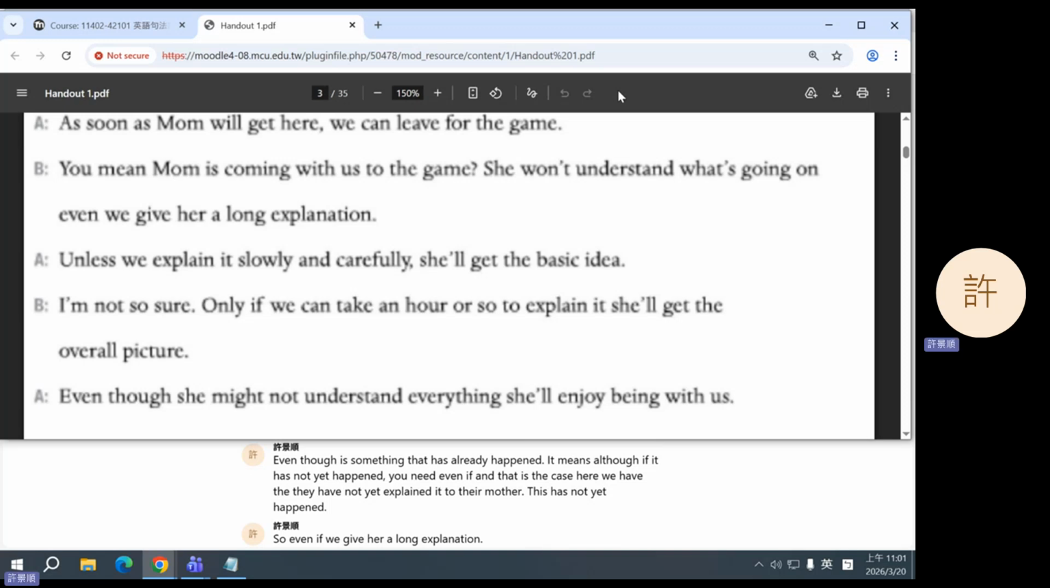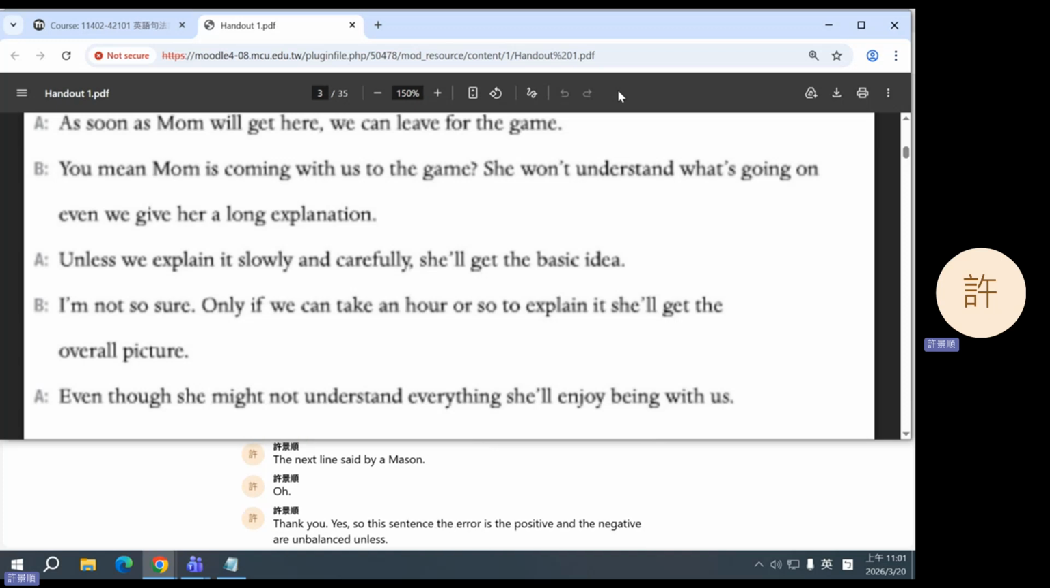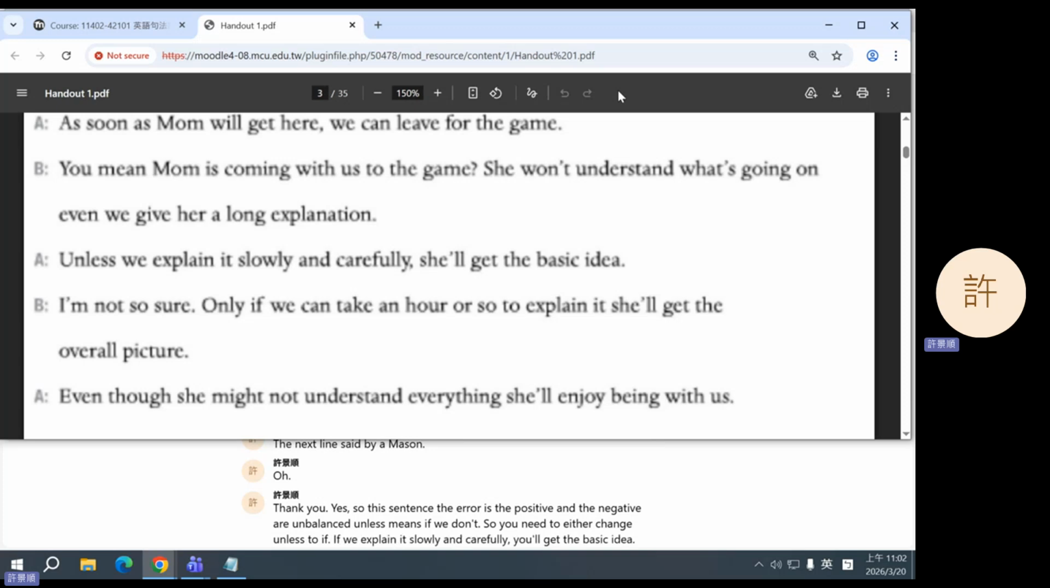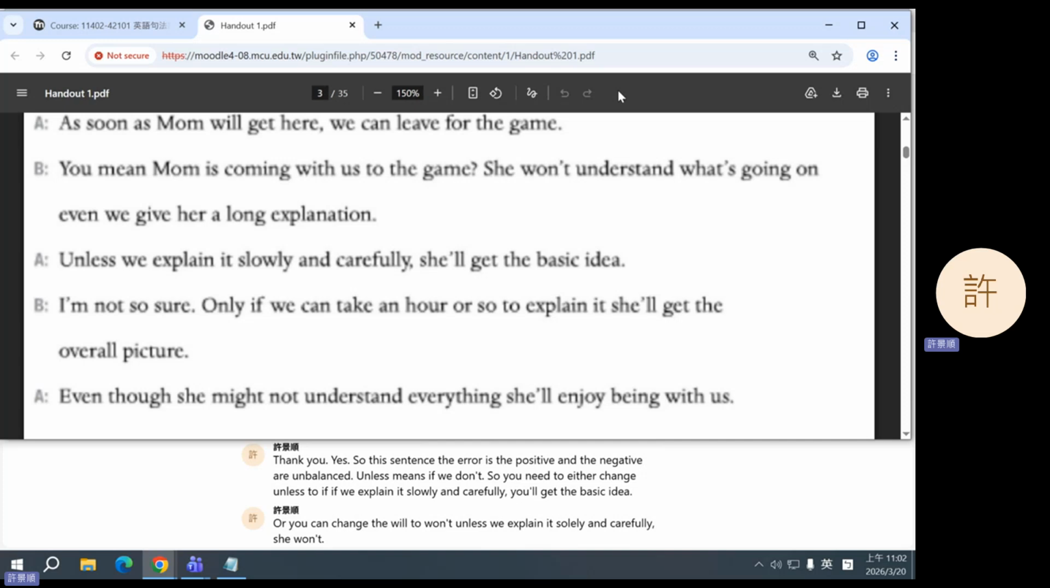The next line said by A, Mason. Thank you. Yes. So this sentence, the error is the positive and the negative are unbalanced. Unless means if we don't. So you need to either change unless to if. If we explain it slowly and carefully, she'll get the basic idea. Or you can change the will to won't. Unless we explain it slowly and carefully, she won't get the basic idea.